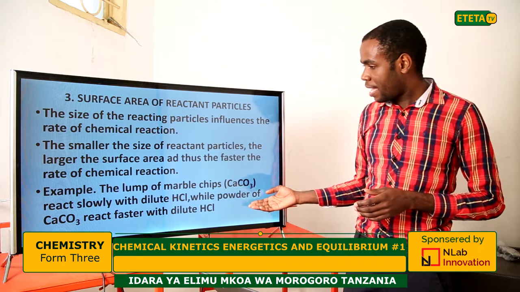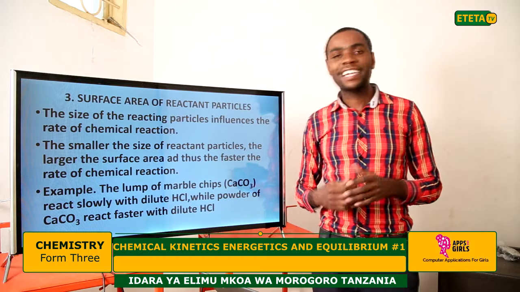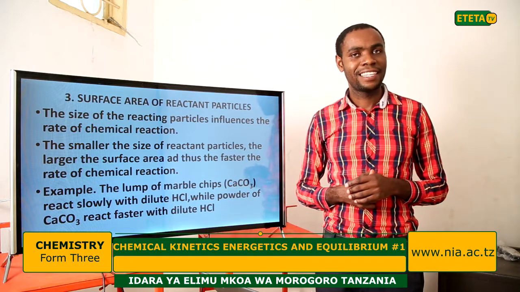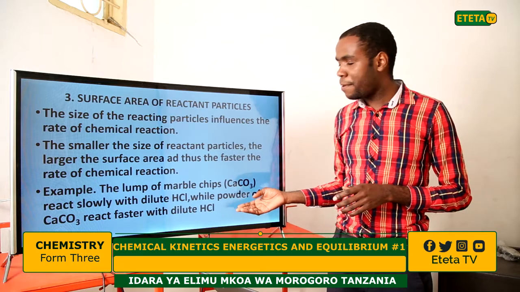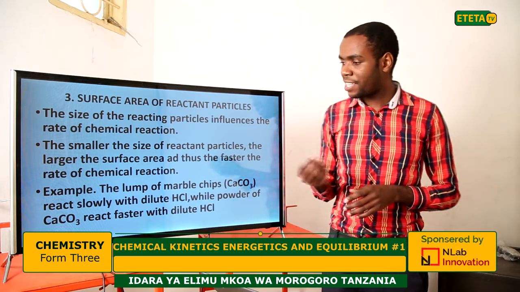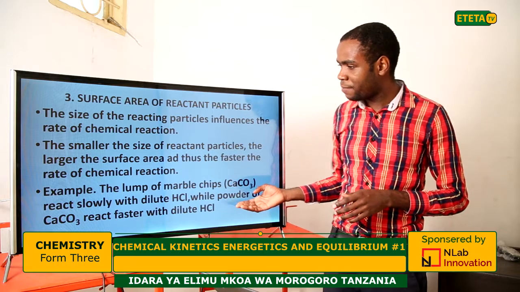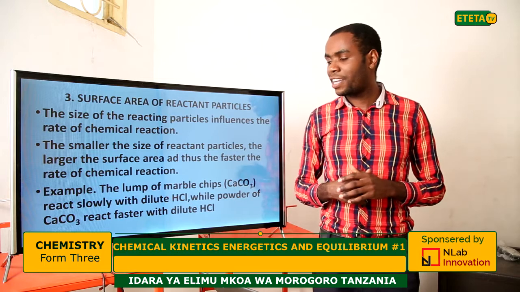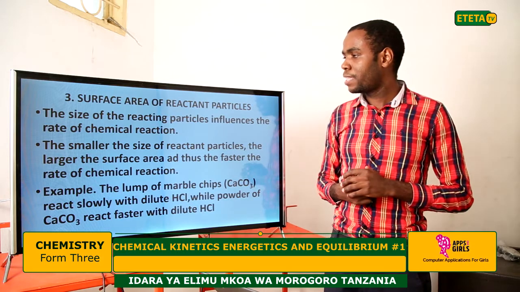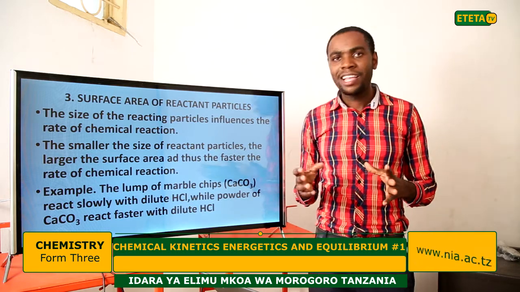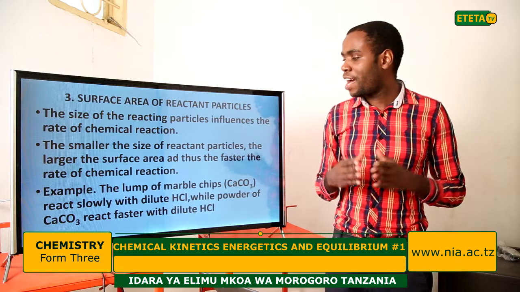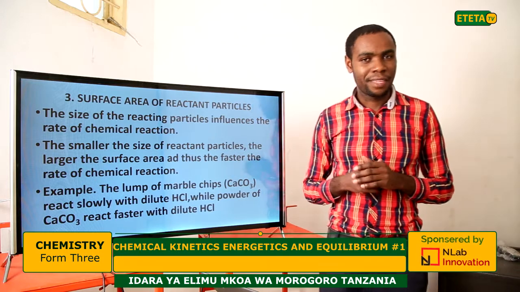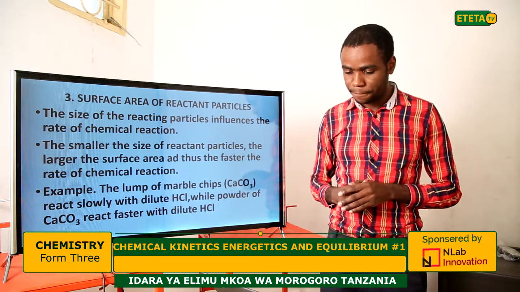While powder of calcium carbonate reacts faster with dilute hydrochloric acid. If it is in powder, the particles are very small. For that case, the reaction between this powdered calcium carbonate and hydrochloric acid will take place much faster. Now, the smaller the size, the larger the surface area, and thus the faster the rate of chemical reaction.